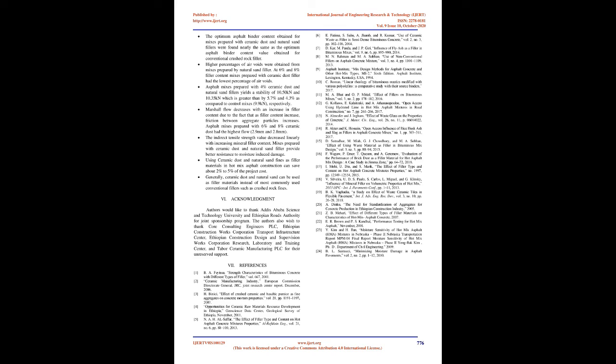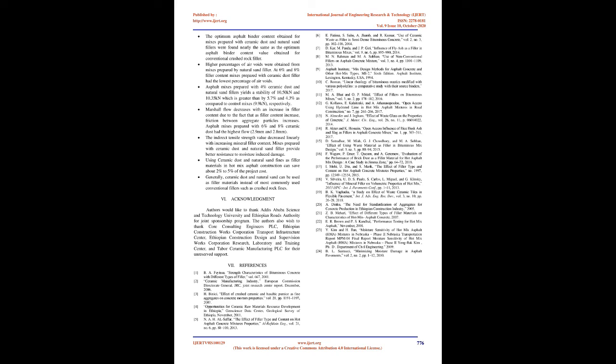Asphalt mixes prepared with 4% ceramic dust and natural sand fillers yield a stability of 10.50 kN and 10.35 kN, which is greater by 5.7% and 4.3%, respectively, as compared to the control mix, 9.9 kN. Marshall flow decreases with an increase in filler content due to the fact that as filler content increases, friction between aggregate particles increases. Asphalt mixes prepared with 6% and 8% ceramic dust had the highest flow, 2.9 mm and 2.8 mm. The indirect tensile strength value decreased linearly with increasing mineral filler content.